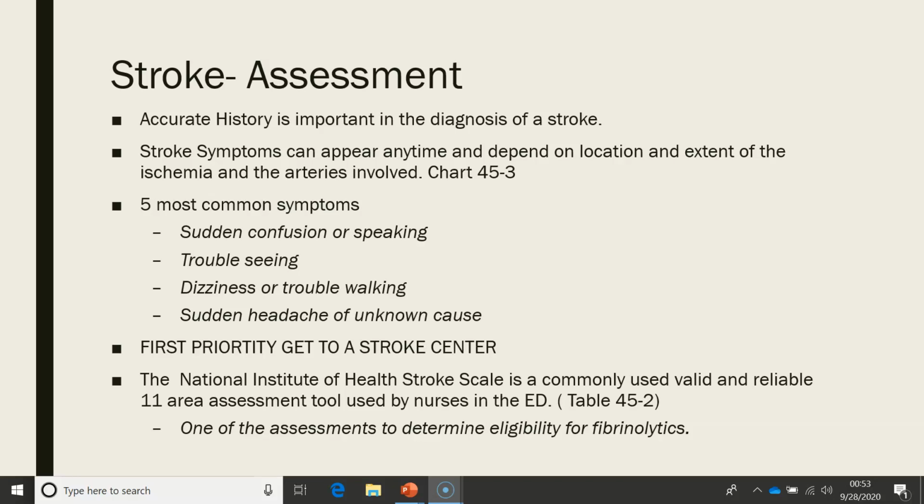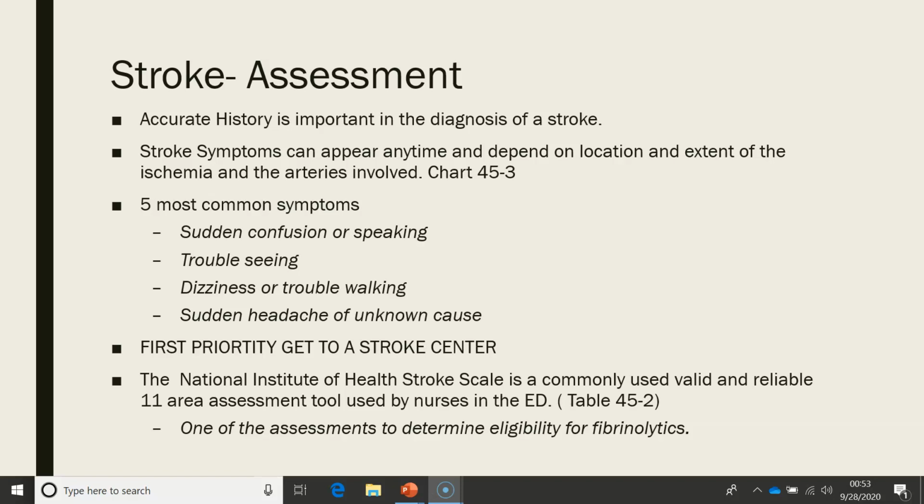Stroke assessment. An accurate history is an important feature in looking at the diagnosis of a stroke. When you're taking a patient's history who is experiencing signs of a stroke, you want to ask, when did the symptoms start? Have they had these symptoms before? Do they have a history of a stroke?